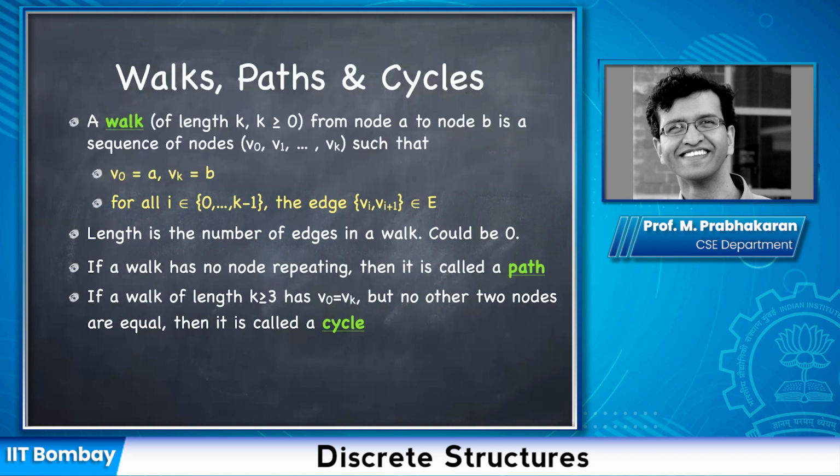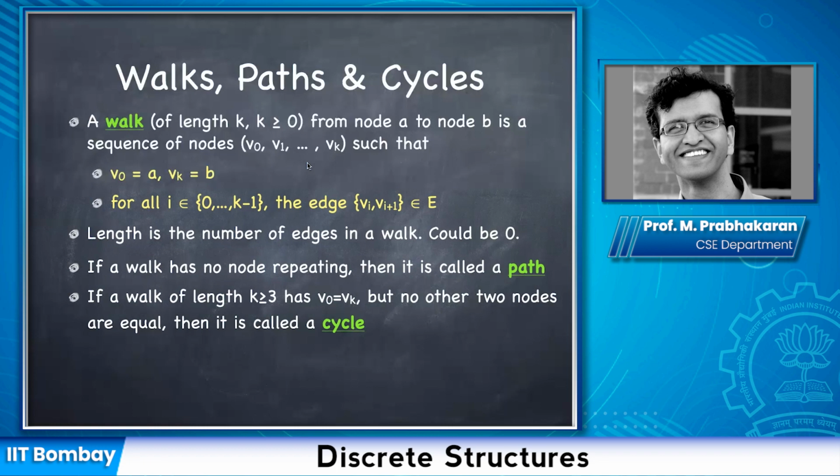Another special case of a walk is what's called a cycle. It's almost like a path. You cannot have repeating nodes, except the first and the last node are the same, so V0 equals Vk. And we require at least 3 edges to be there.